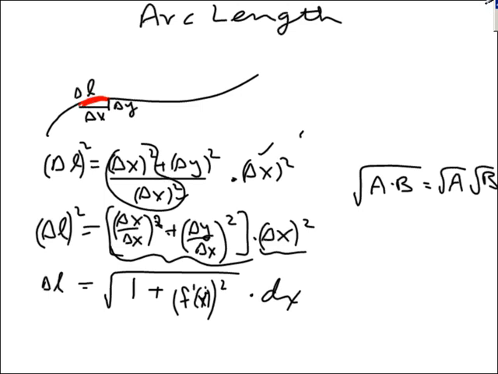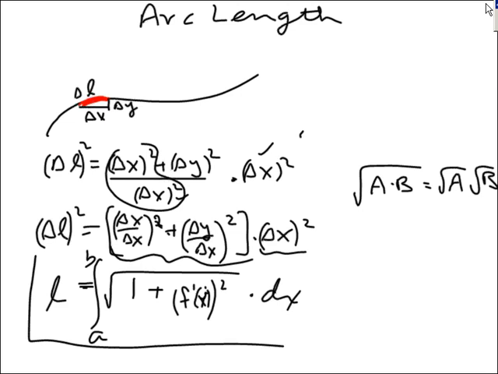And if we add all the delta L's up, we get just L, and we have to integrate. When you add up a lot of pieces, you integrate. And you integrate from A to B. And that's the arc length formula. Anytime you forget it, go back to Pythagoras. I can forget this anytime I want, and there have been times I've forgotten it. And I just go and rederive it.